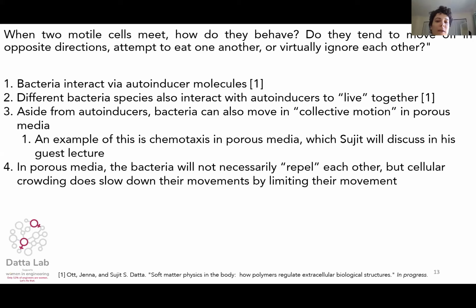And finally, when bacteria are hopping through porous media, they will not necessarily repel each other, but there is a huge influence of cellular crowding in terms of slowing down movement by bacteria. So if you have a not dense population of cells in the same porous media as a dense population, that dense population will diffuse and hop and trap much slower because they have the effects of crowding and bumping into each other.